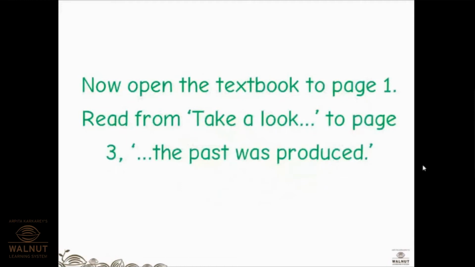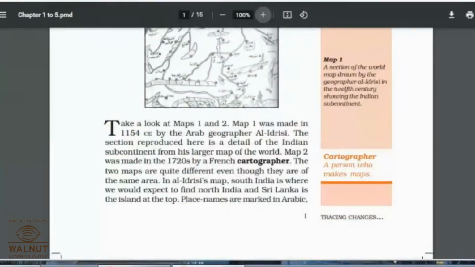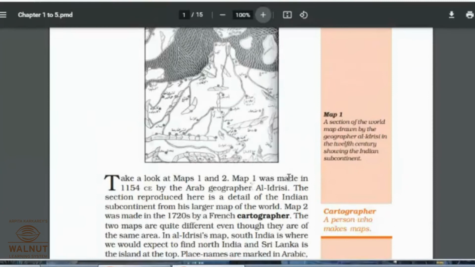Now open the textbook to page number 1. Take a look at page number 3. The past was produced. Now I am going to skip this and I am going to share the textbook with you. Okay? Take a look at map 1 and 2. Map 1 was made in 1154 CE by the Arab geographer Al-Idrisi. The section reproduced here is a detail of the Indian subcontinent from his larger map of the world, and map 2 was made in the 1720s by a French cartographer.